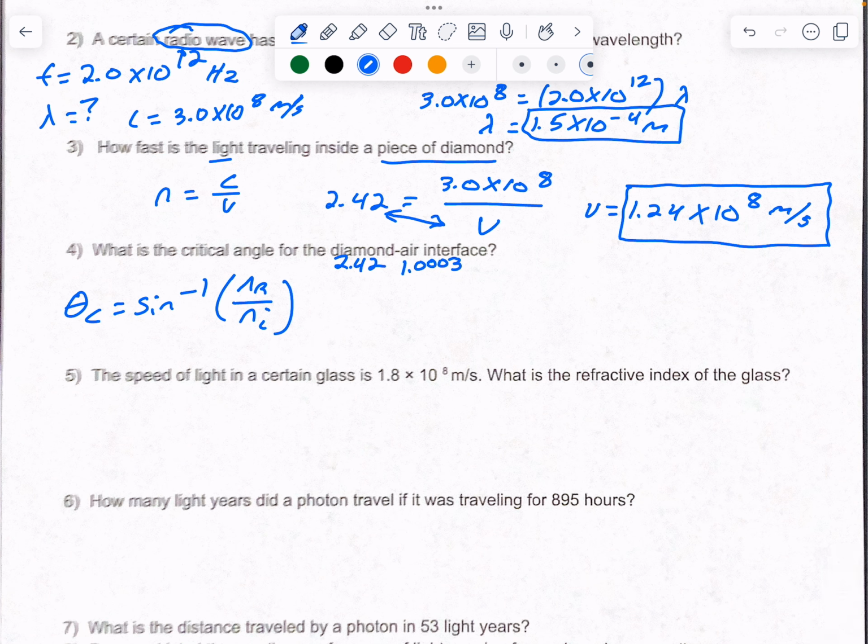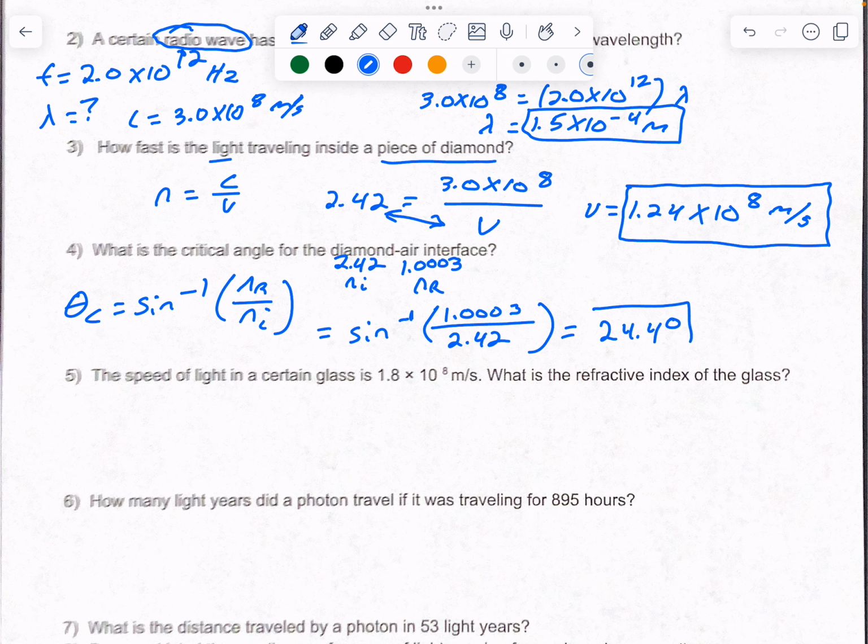Anytime a critical angle happens, it always happens from more dense to less dense. So your original is your more dense, which means NI would be your diamond, and your less dense is the one it's going to, so this would be your NR. So you're going to plug in inverse sine of NR over NI, 1.0003 over 2.42. Make sure you're in degree mode, otherwise this won't work. Then you should get an angle of 24.4 degrees.